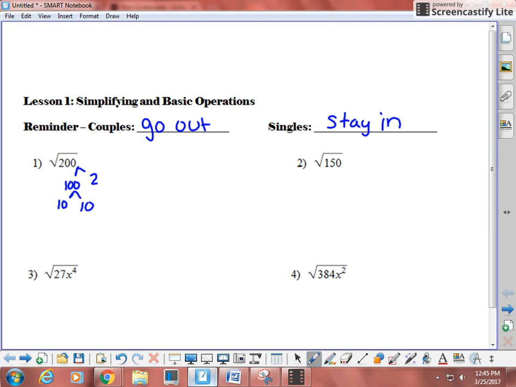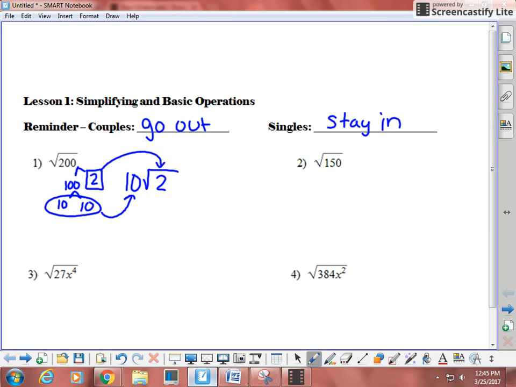You could have done this a different way if you wanted to. But again, remember that once I get to 10 and 10, that's a pair. So I don't have to break this down anymore. You can if you want to, but you'll end up multiplying them back together. And then this 2 is single. So my answer to this is 10 because couples go out, root 2. 10's on the outside, 2's on the inside.